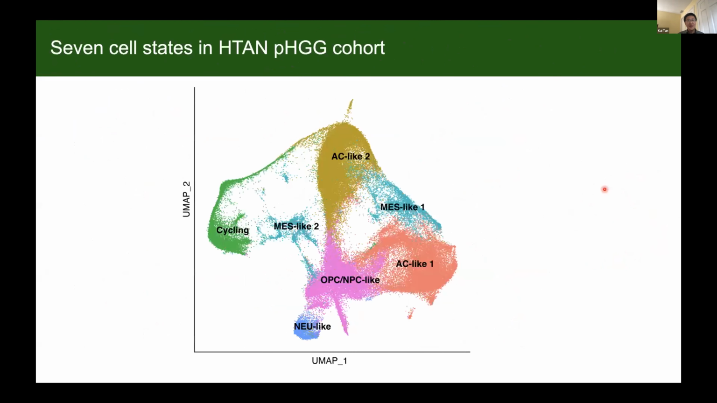So combining the NIFTEL state signature with this developmental lineage signature, we come up with this new 7 cell state model for our PHGG cohort. We still have 2 mesenchymal-like states, 2 astrocyte-like states. The OPC, NPC-like state is hard to distinguish in our cohort, and we also have a more differentiated neuronal cell-like state and also a cycling state.